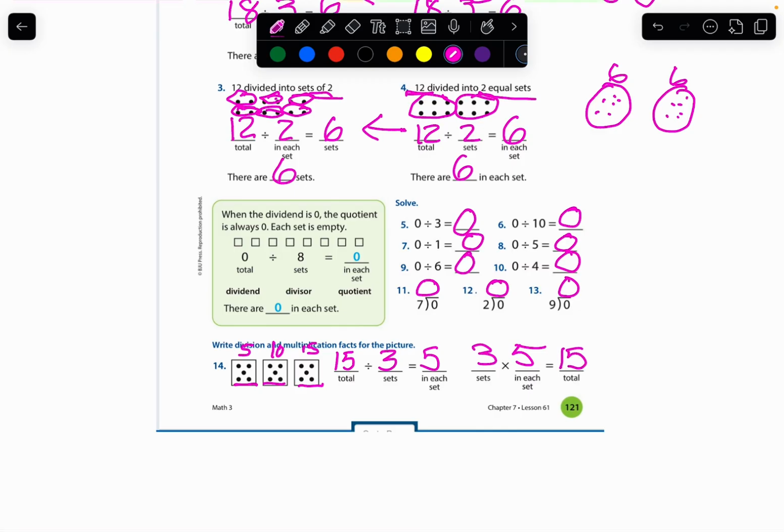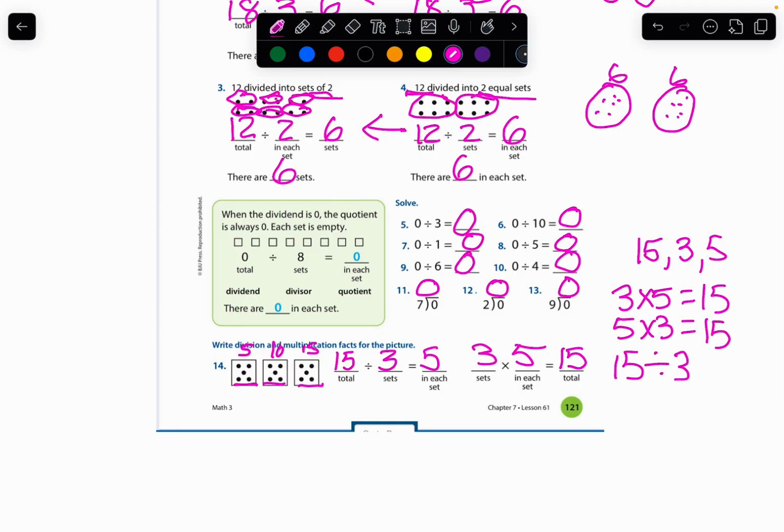It's related. Just like addition and subtraction, if you have this fact family, so if we had 15, 3, and 5, you would know that 3 times 5 gives me 15. We would know that 5 times 3, if we switch the numbers, it's still going to give us the same answer. Same thing here. If we have 15 divided by 3, will give us 5. And then 15 divided by 5 gives us 3. So that would be our fact family, okay, for those numbers.